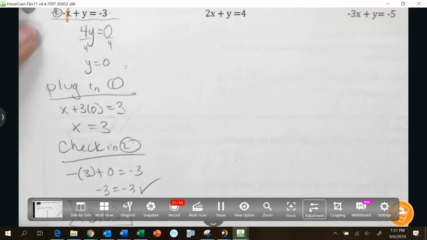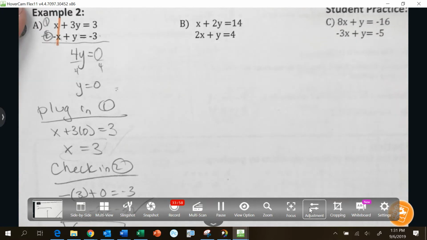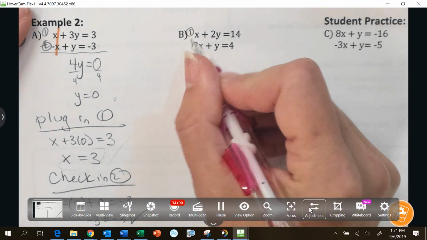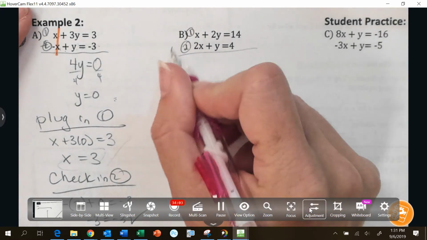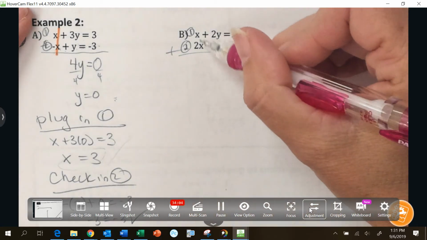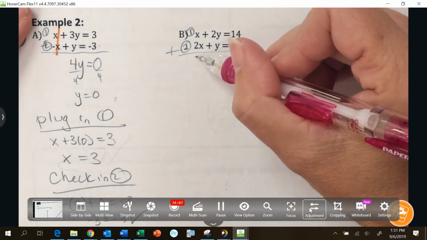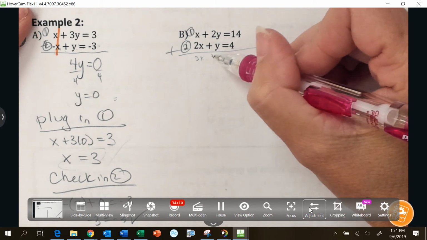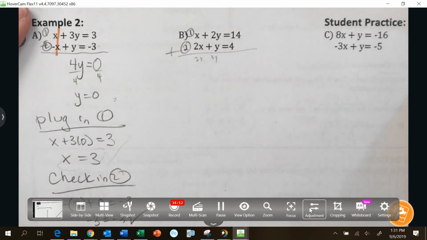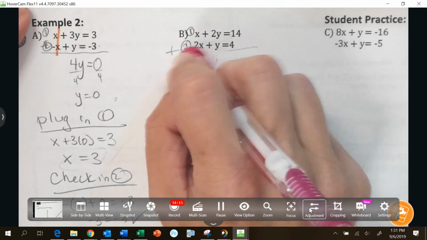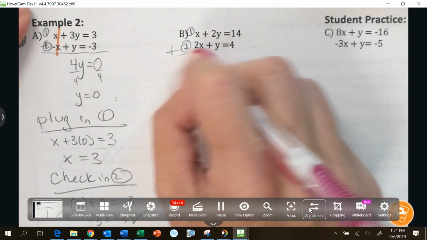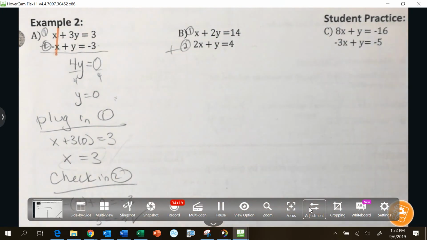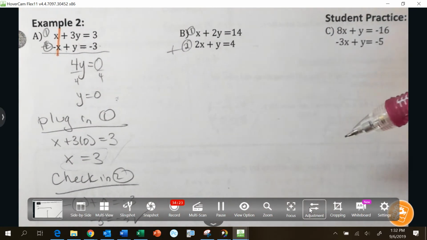Let's do another one, elimination number 2. If I go ahead and take equation 1 and equation 2, I'm going to add those both together. x plus 2x is 3x. 2y plus y is... Did I eliminate something? Then you can't do elimination yet. You have to completely eliminate one of the variables to use elimination.